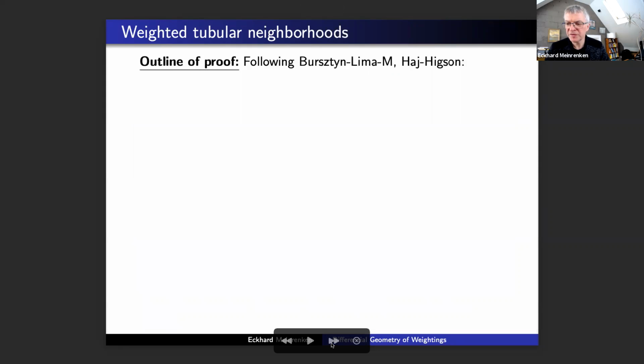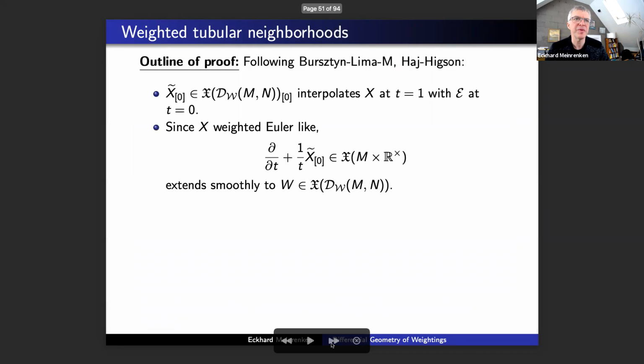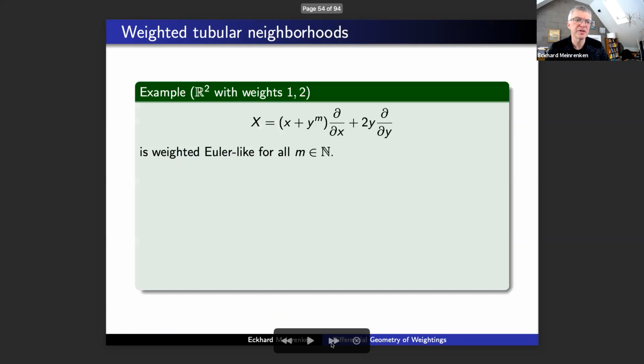Outline of proof. I think I'm probably running a bit short of time. Maybe I'll skip the proof. You don't have to really know it. So let's just do the example.